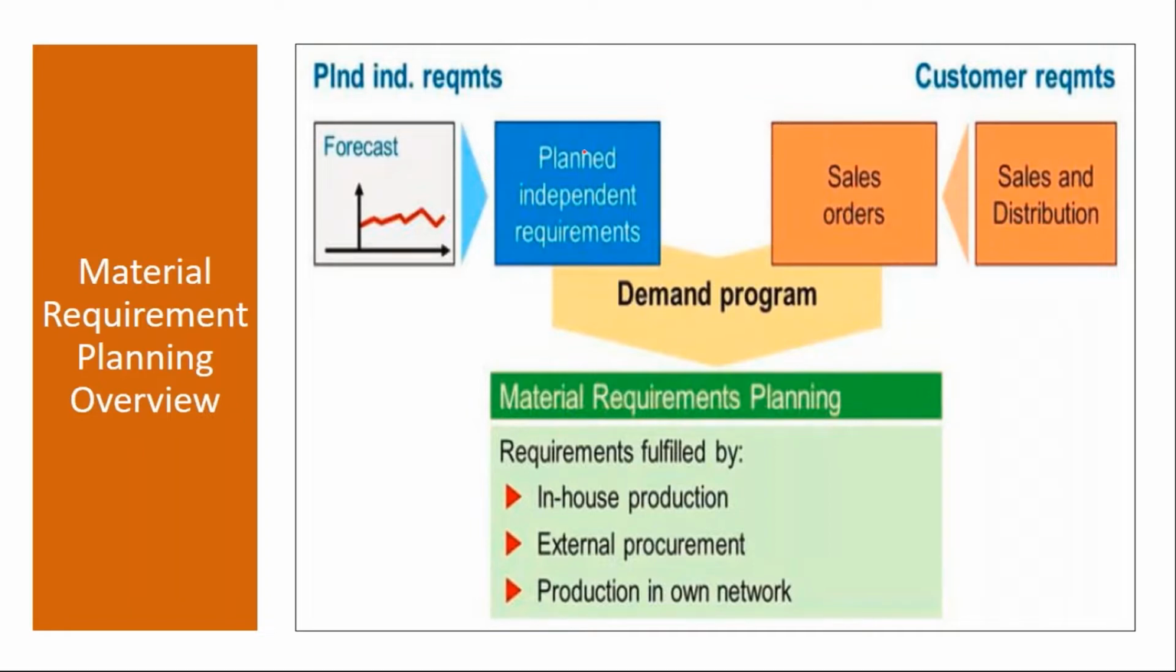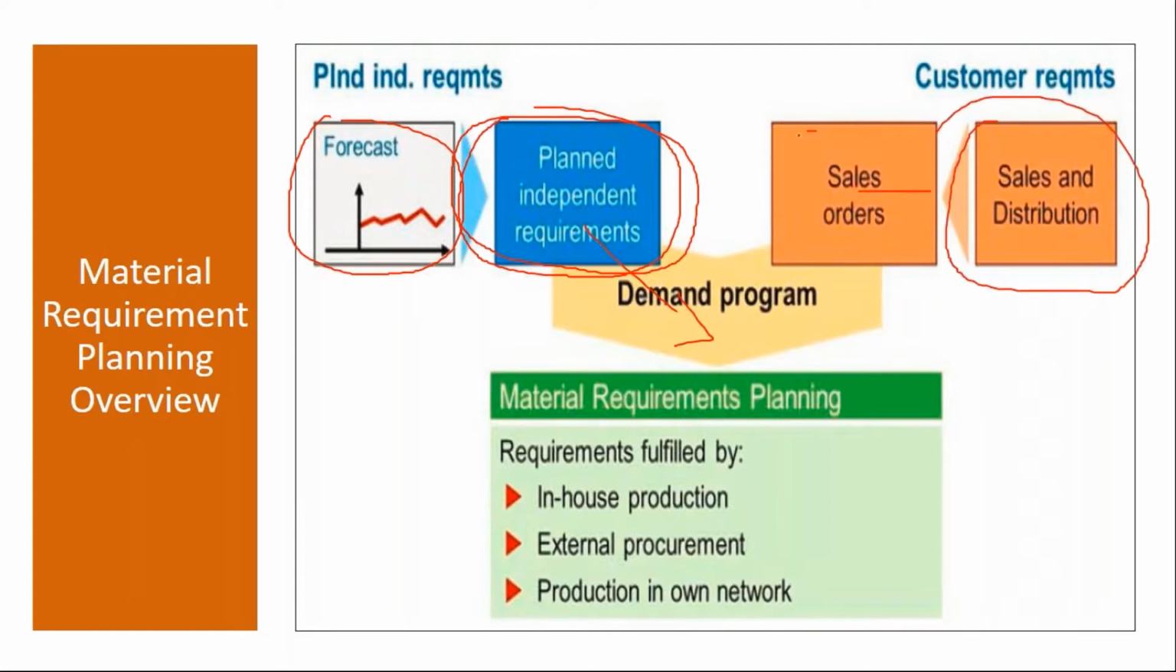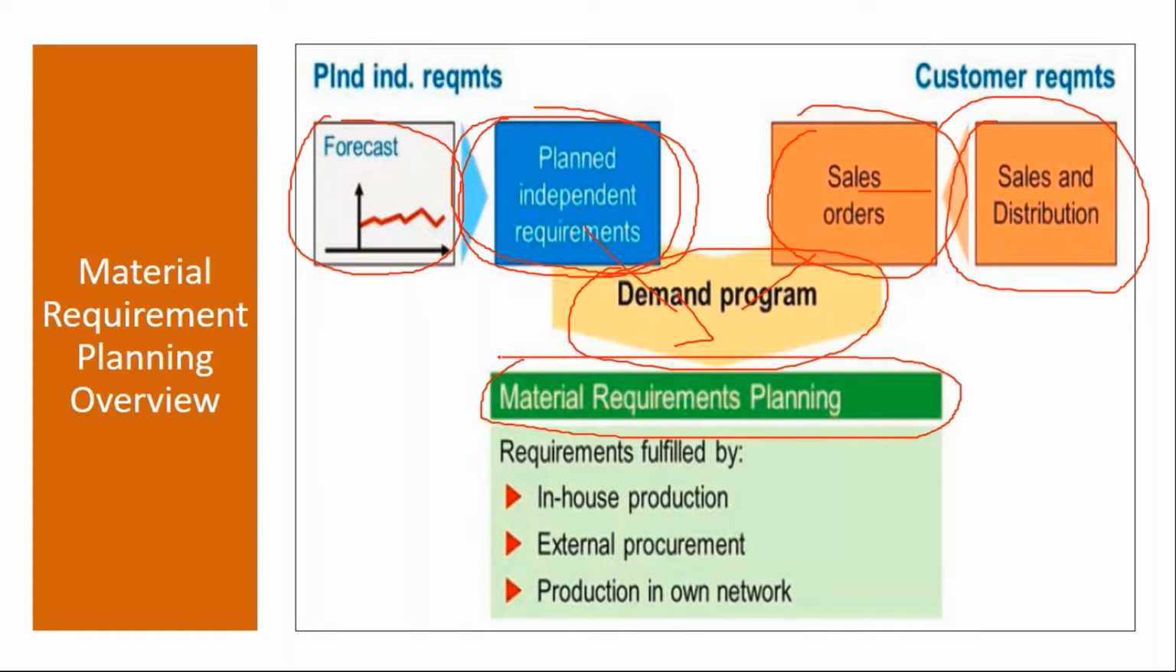So this is the one we are talking about. We already discussed the top one. They do the forecasting. After the forecasting is completed, they will have the forecast, which is nothing but planned independent requirements. They enter into demand management. We discussed this already. At the same time, from the sales and distribution module, you receive the sales orders, the customer orders. Those are also entered into demand management. Now you know your demand. The next step is to carry out MRP, material requirement planning.